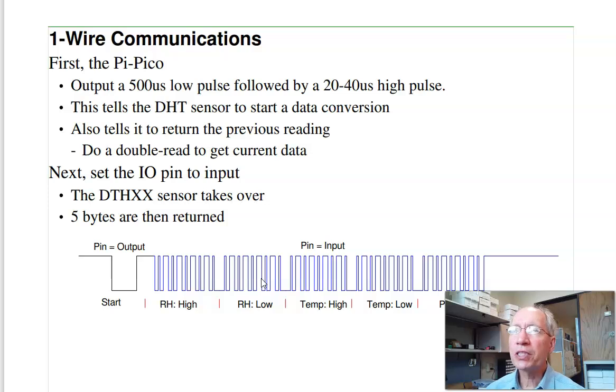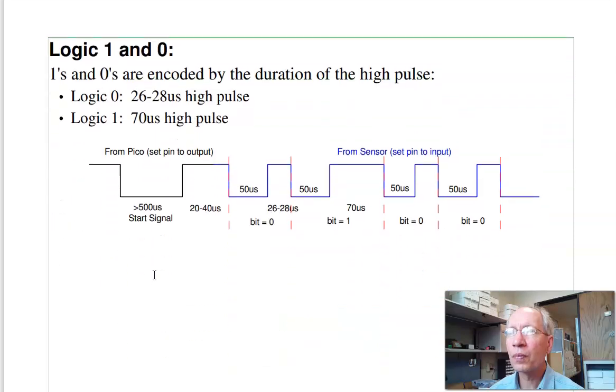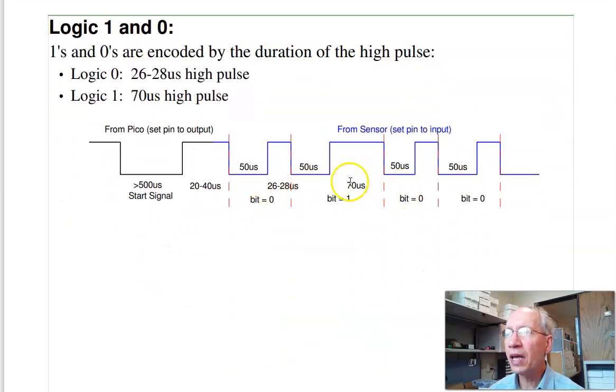What the communication looks like, if you look at it on the oscilloscope: I take the output pin and pull it low for 500 milliseconds, then high for 20 milliseconds or microseconds. Then the sensor takes over and transmits 5 bytes of data. Each byte has the ones and zeros encoded. A logic 1 has a square wave which is high for 70 microseconds. A logic 0 has a square wave which is low for 26 microseconds.